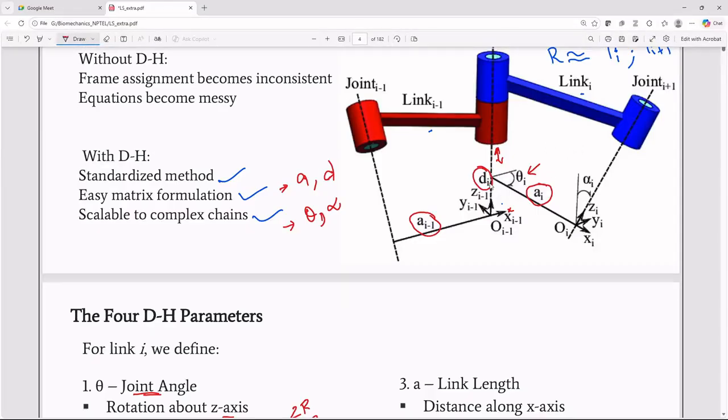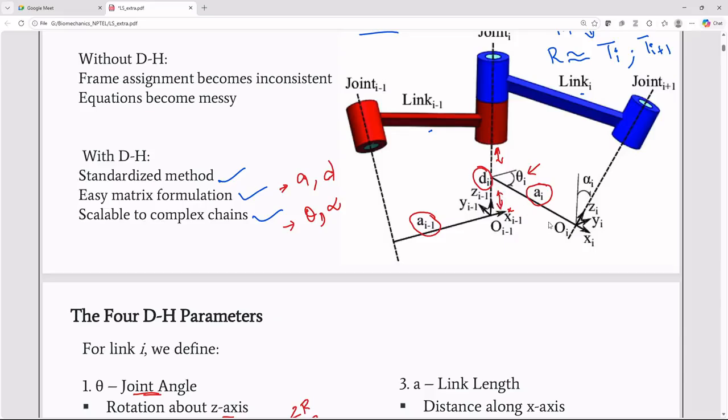So here, if you see, the z(i-1) axis is in this direction, and you can draw z(i) here. The z(i-1) axis is in this direction, and the z(i) axis of the other system is in this direction. This is z(i-1), this is z(i). So the rotation is the angle between these two z axes, that is the z(i-1) axis and the z(i) axis, measured in the direction of x.